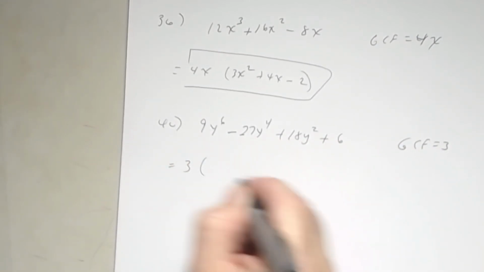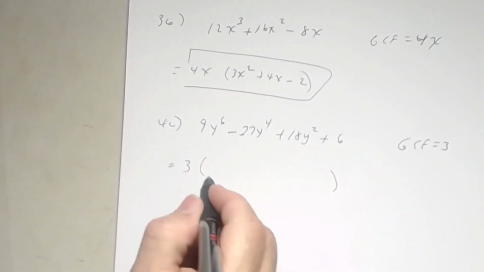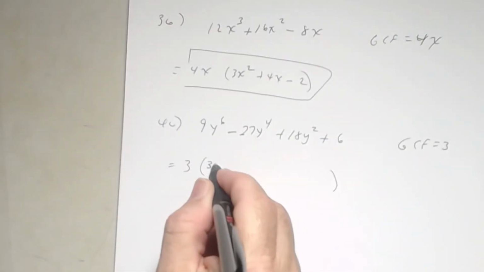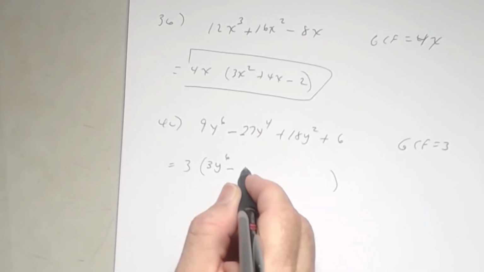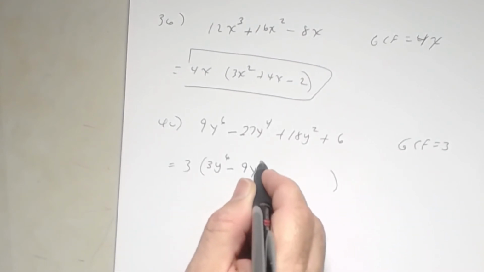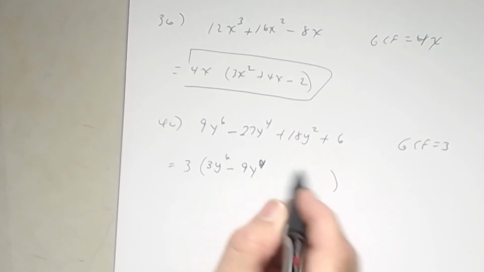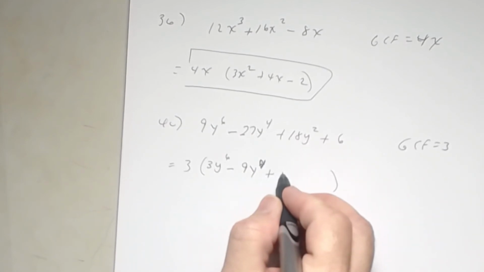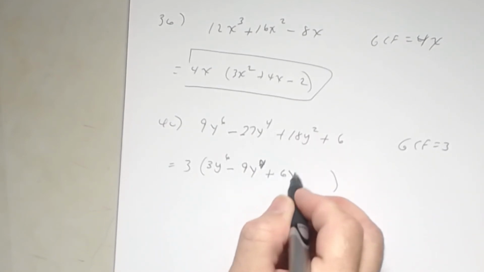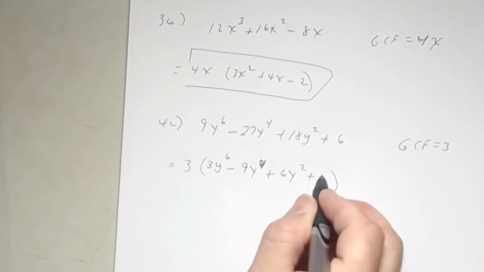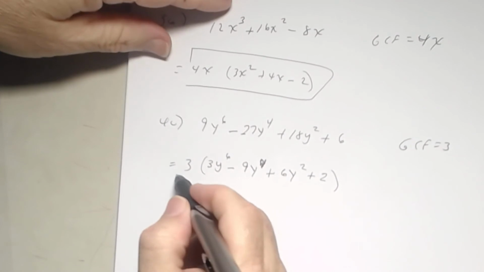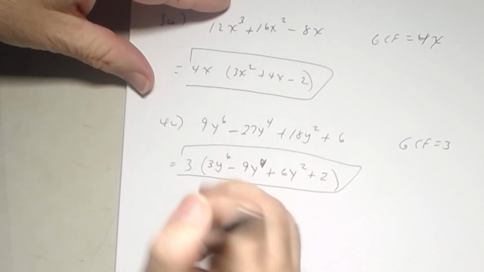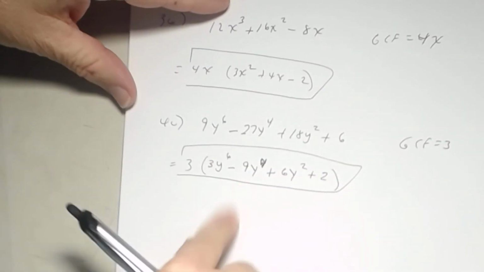So you can say 3 times, how many terms go inside the parentheses? 4. 3 times what's 9y to the 6? 3y to the 6. Minus? 9y to the 4th. Plus? 6y squared. Plus? 2. Okay. All right, so there's your answer there. So you factored this, you wrote it as the GCF times the polynomial.